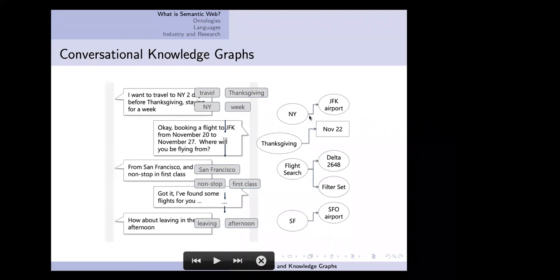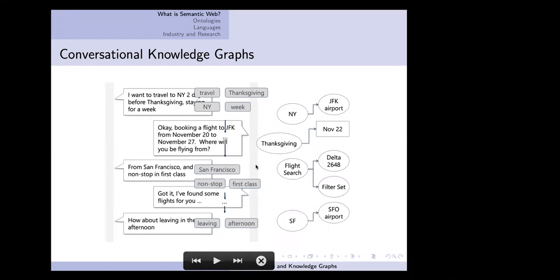Right, so we just follow the knowledge graph. If you have a look on the right side, you can see that we find information. For example, the JFK airport is in New York. So if you find a flight there, you would know that this is the right airport for you. And then the system would answer you, okay, I'm going to book your flight to JFK from November 20 to November 27. And it just has to come back and ask you where you're flying from in that situation, right? So the knowledge graph would come back asking for more information when it is needed, right?